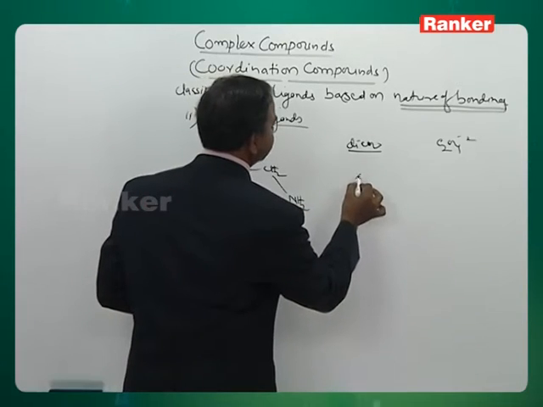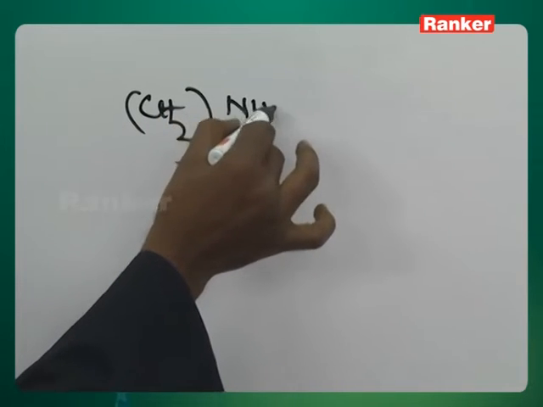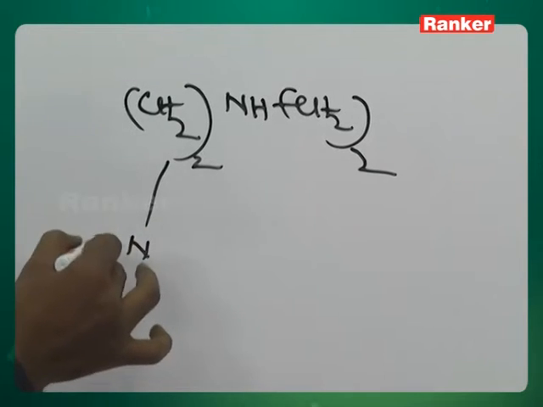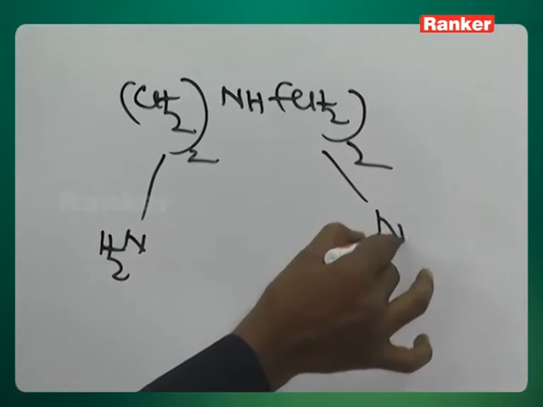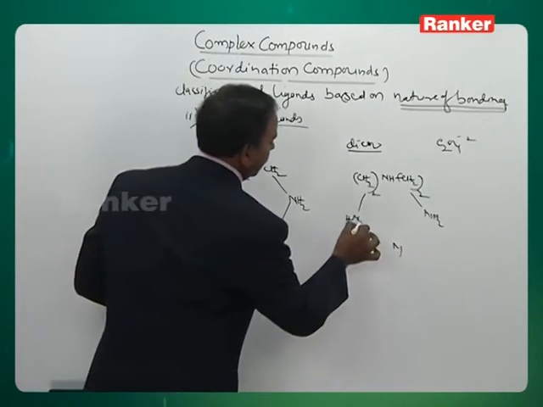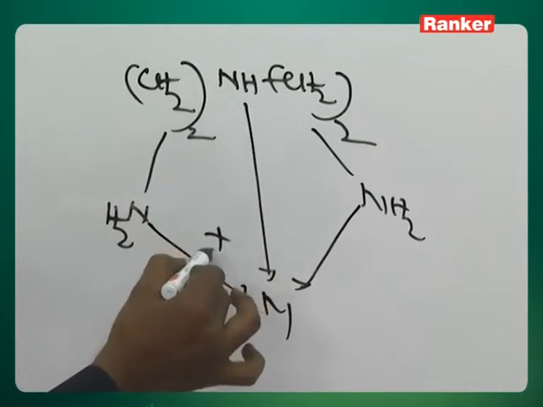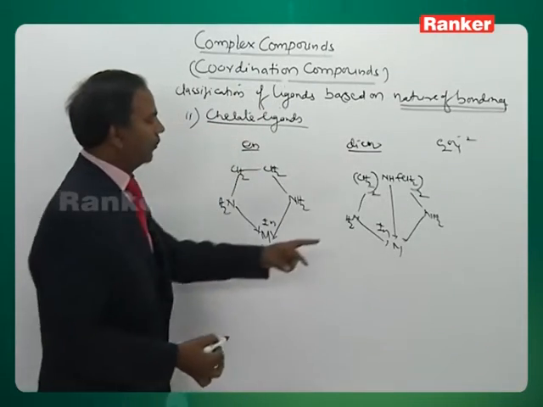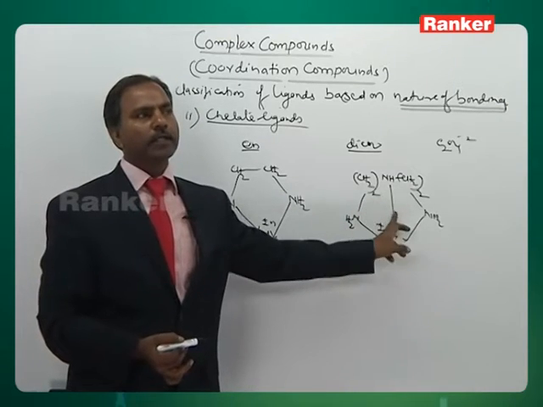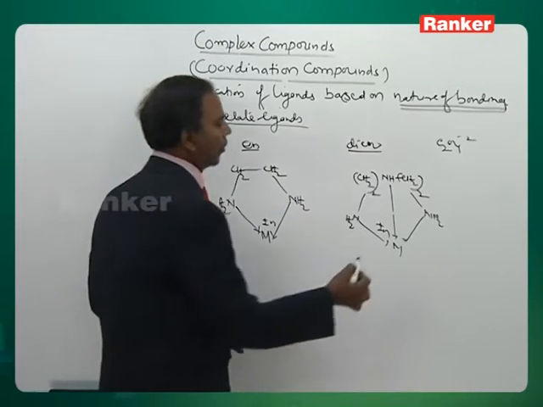Consider dien. It is carrying 3 donor atoms. Next, CH2 taken twice, NH2 and NH2. See, this is 3 donor atoms it is carrying. First donor, second donor, third donor. Then around the metal ion, you are getting 2 rings. These 2 rings we call chelate rings. The ligand is a chelate ligand. Ethylene diamine and dien.